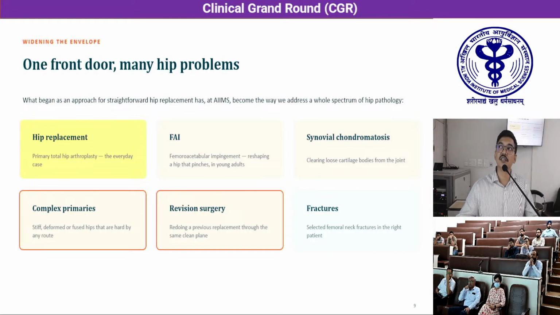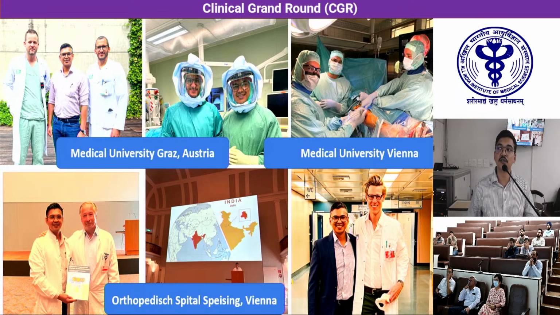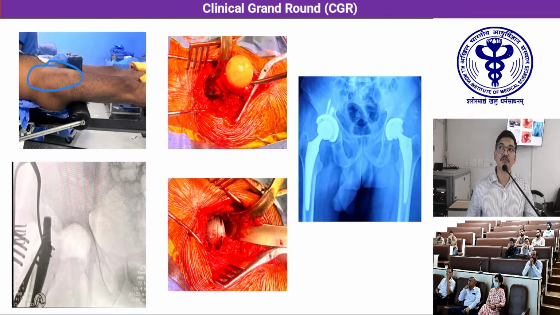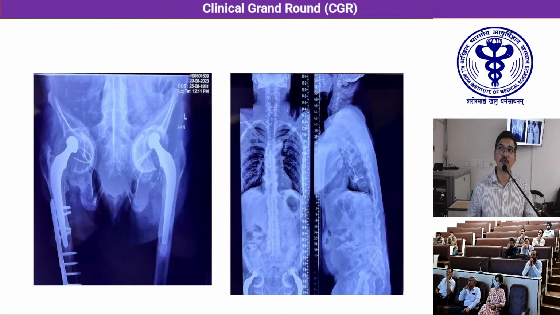What about FAIs and synovial chondromatosis, where we don't have to replace the joint, but actually we have to preserve the joint? Can we extend this approach to these conditions also? For this, you need another retraining of doing an extensile approach. That's why we visited multiple universities, primarily in Europe, and then extended this approach to complex cases like these, in which we primarily use the posterior approach. The results were more or less wonderful.